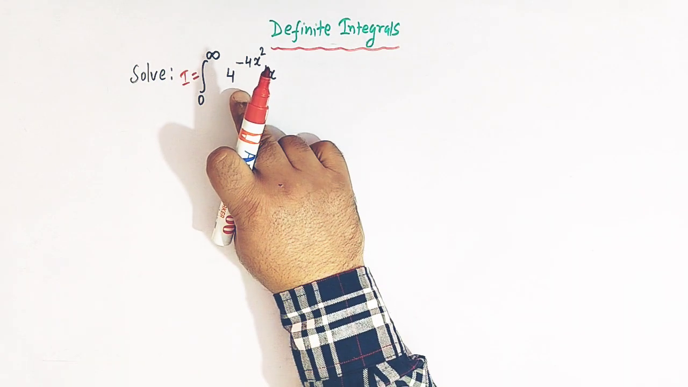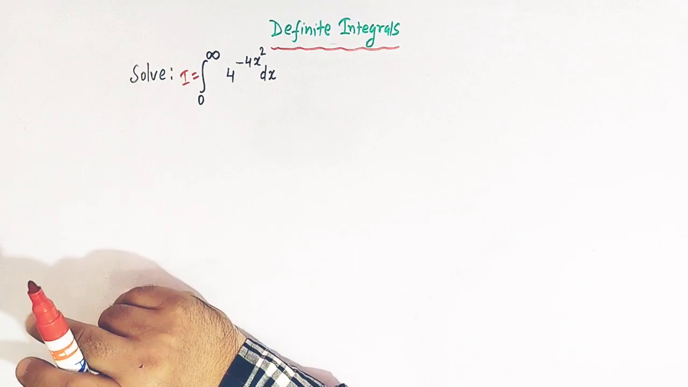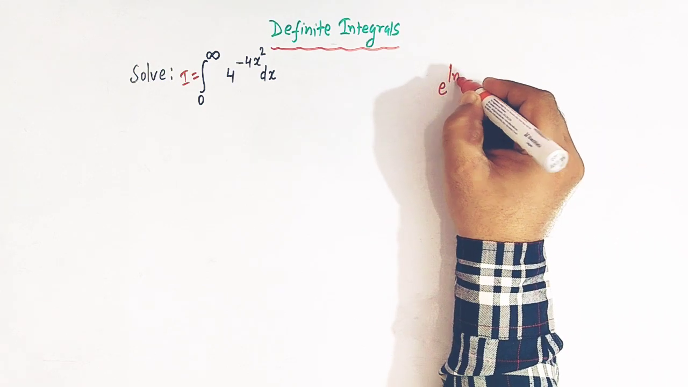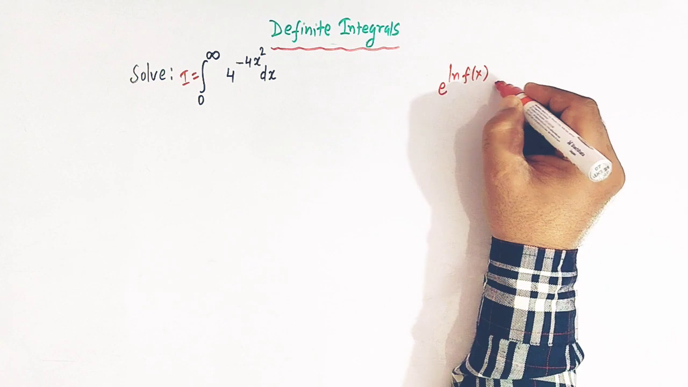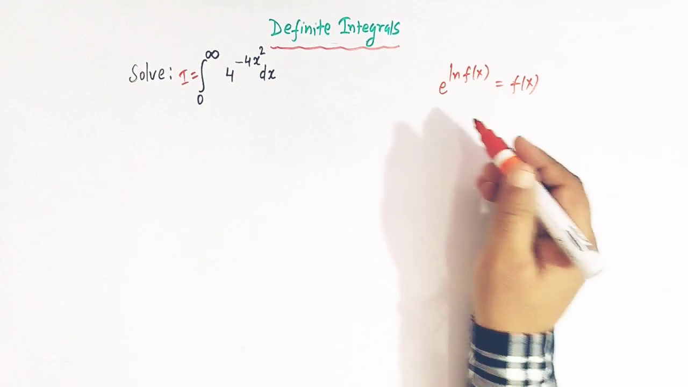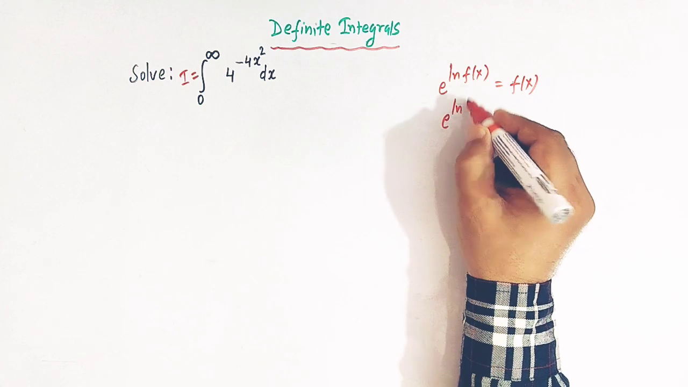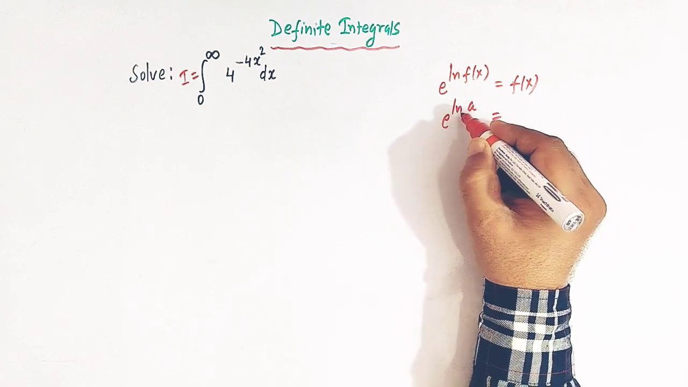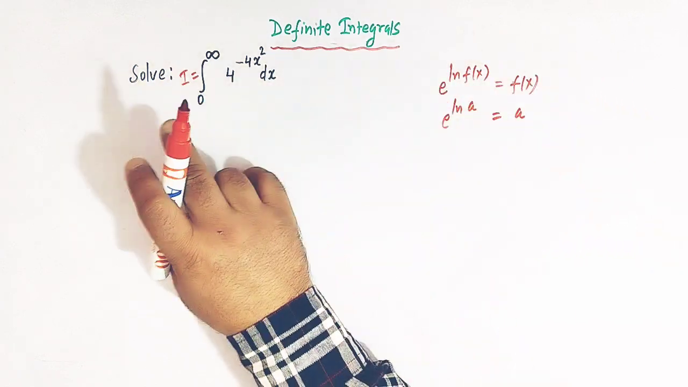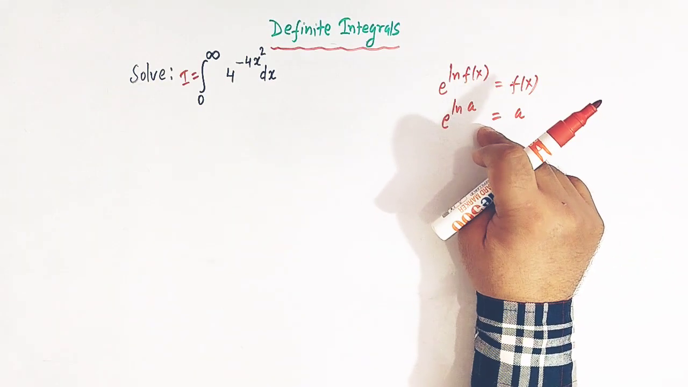Before proceeding further, let us quickly see an important result from calculus. We know that e raised to the log of f of x is equal to f of x. This is a very famous result in calculus, and if we replace f of x by some number a, then e raised to natural log of a is equal to a. In order to solve this integral, we'll utilize this important result.